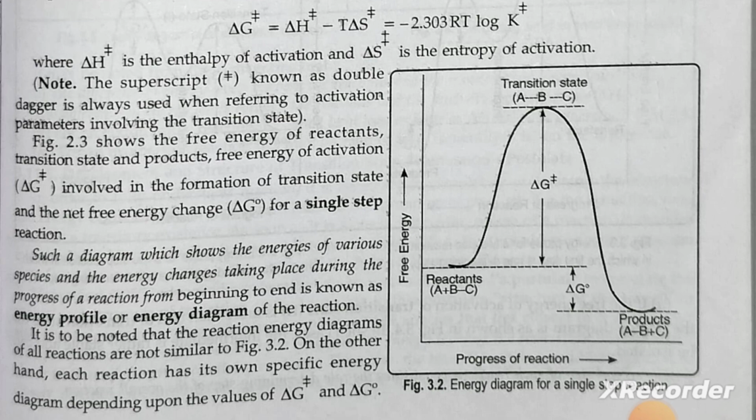Figure 3.2 shows the free energy of reactant, transition state and product, the free energy of activation ΔG‡ involved in the formation of transition state, and the net free energy change ΔG° for a single step reaction. Such a diagram which shows the energy of various species and energy changes that take place during the progress of reaction from beginning to end is known as energy profile or energy diagram of the reaction. It is to be noted that the reaction energy diagrams of all reactions are not similar to figure 3.2. On the other hand, each reaction has its own specific energy diagram depending upon the values of ΔG‡ and ΔG°.